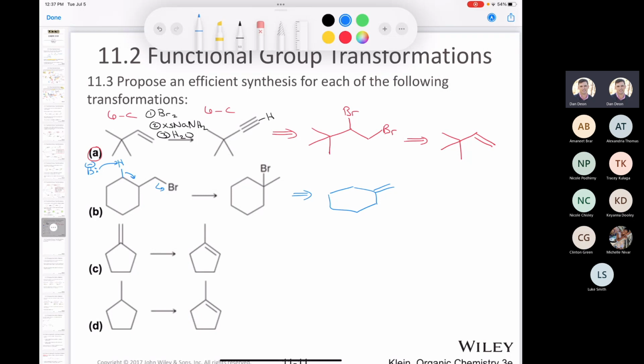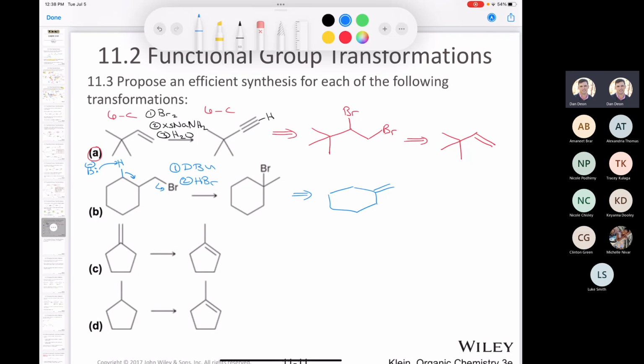So what's your base going to be? Well, you want to use a base that's going to mitigate substitution. You want to do something that's only going to do elimination. So you could use DBU, DBN. You could use potassium t-butoxide. I'm going to choose DBU, and that would, again, suppress any kind of substitution. So DBU is a non-nucleophilic base. And then to do the Markovnikov addition across that double bond, you would just use HBr like that.